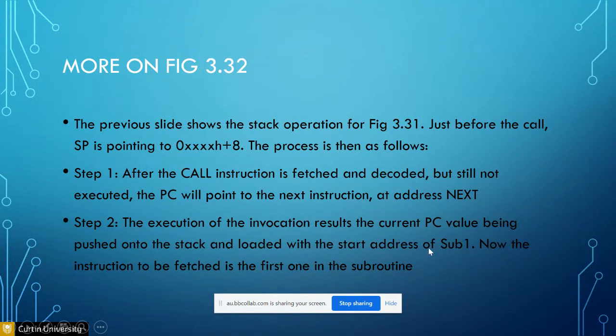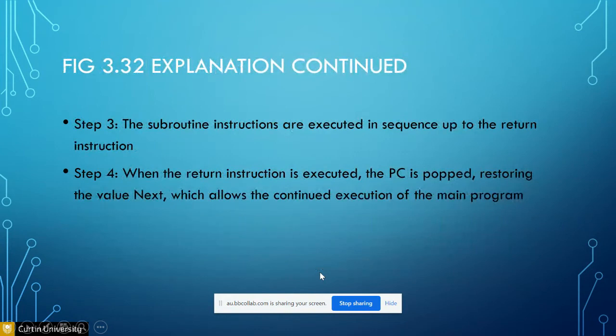So this is the new subroutine. It could be an interrupt subroutine, it could be a function or whatever. Now the instruction to be fetched is the first one in the subroutine, so it changes. The subroutine is executed in sequence and returns with a RETI, return instruction, equivalent to your return in your C program. When the return instruction is executed, the PC is popped, restoring the value next, which allows the execution of the main program to continue. So after the subroutine is performed, you put back the original value inside the stack.